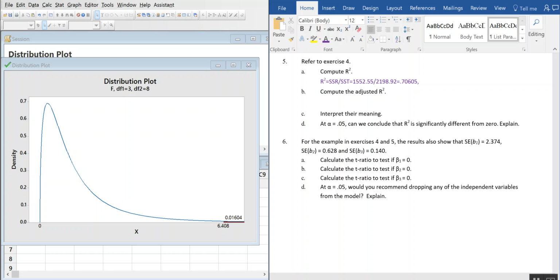So I would probably say about 70.6%, because usually we report r squared as a percent.